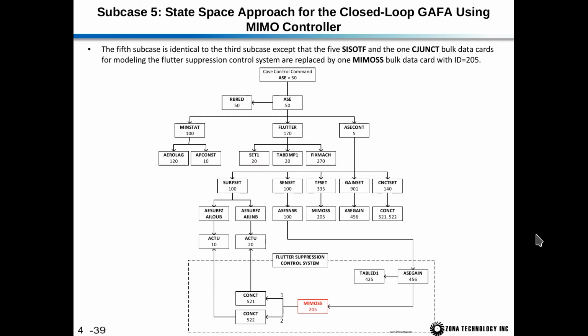And then lastly, we're going to do the state space approach, but using the MIMO controller. So here we take out those 5 CISO TFs and replace them with 1 MIMO SS card as shown here. You can see that our input becomes much simpler because now we just have an ASEGAIN card connecting the ASE sensor to the MIMO SS, and then the MIMO SS is connected to the 2 actuators through the 2 fixed connection cards.